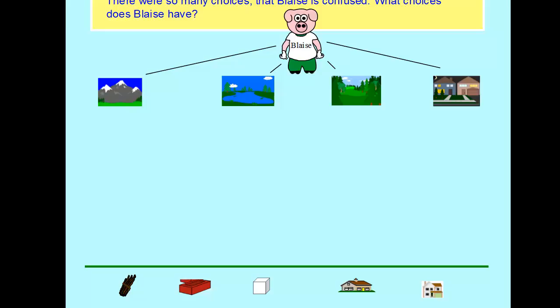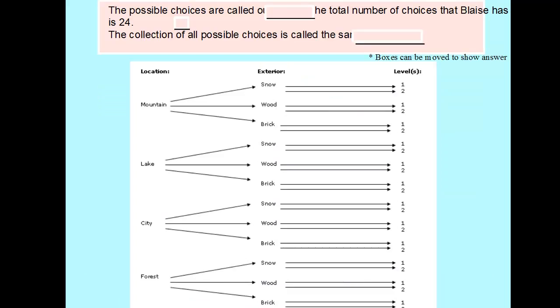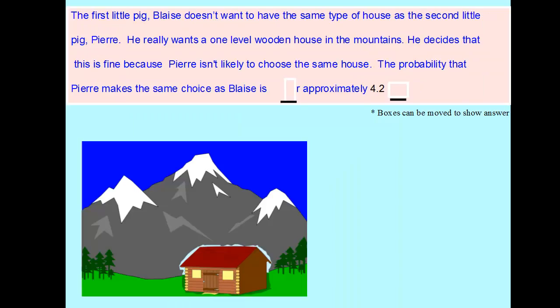There were so many choices that Blaise is confused. What choices does Blaise have? So how are we going to represent that? I know what, we could use a tree diagram. The possible choices are called, fill in the blank. The total number of choices that Blaise has is 24. The collection of all possible choices is called the blank. So think about that, fill in those blanks.